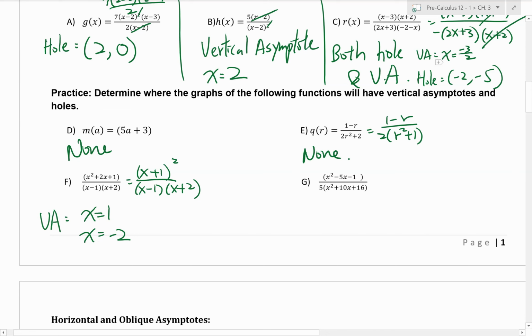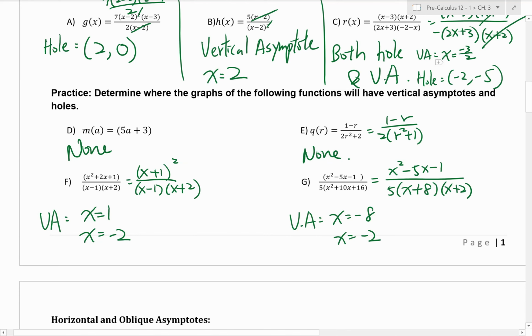So these are your vertical asymptotes. For G, there is nothing you can do on the top, okay? So you cannot factor the trinomial on the top. You could, however, factor the denominator. That would be x plus 2 times x plus 8. Again, you cannot reduce anything, okay? So you would just end up with vertical asymptotes of -8 and -2, okay?